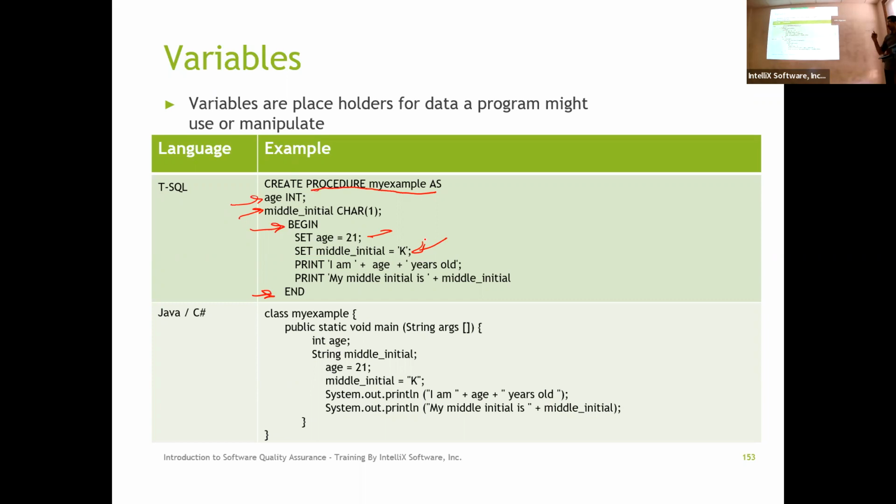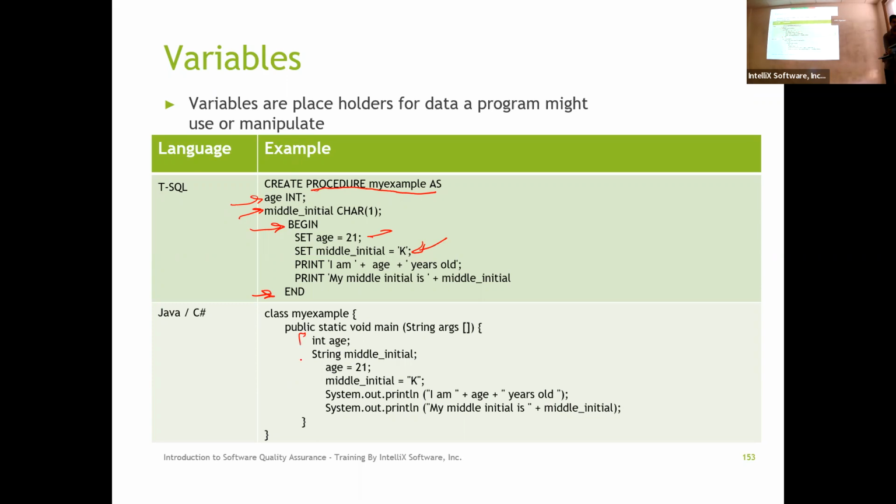Now notice, age is a type of number, so you're calling it an integer. And the middle initial is always a character, so you're saying it's a single character. And then I'm using the print statement to print my age and my middle initial. Any questions on the top block? Do you understand how it flows?